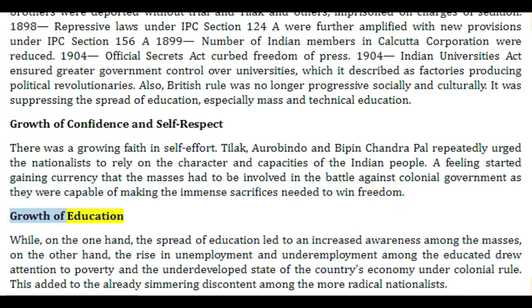Growth of education. While, on the one hand, the spread of education led to an increased awareness among the masses, on the other hand, the rise in unemployment and underemployment among the educated drew attention to poverty and the underdeveloped state of the country's economy under colonial rule. This added to the already simmering discontent among the more radical nationalists.